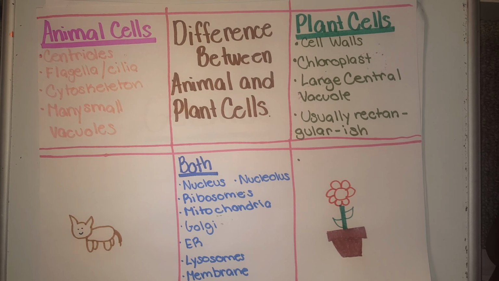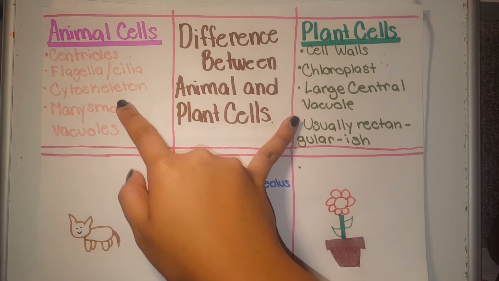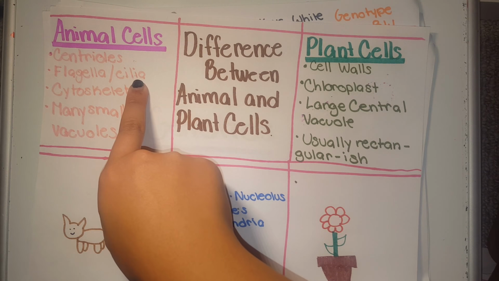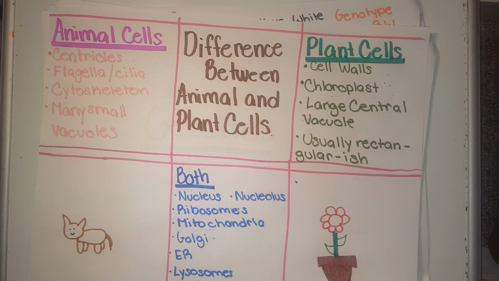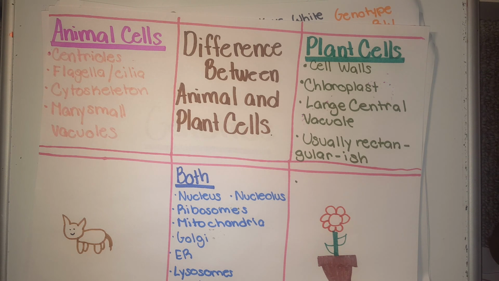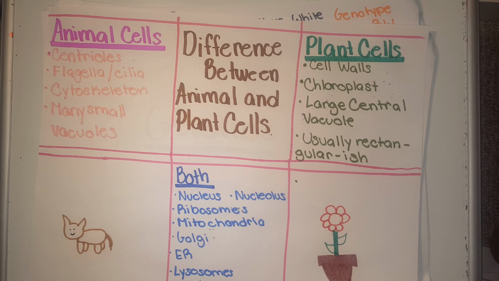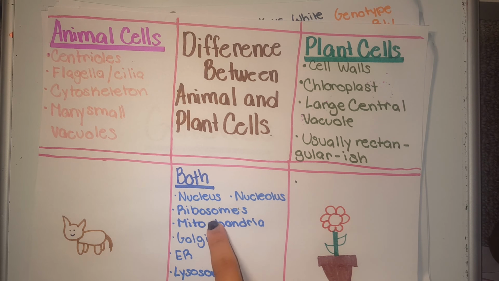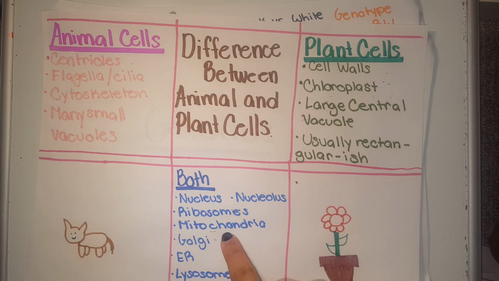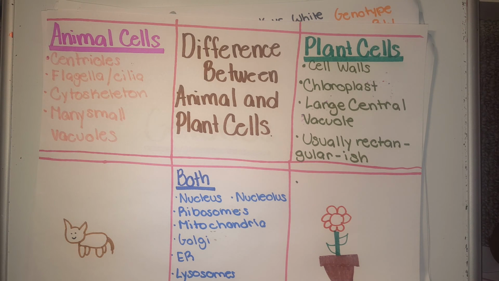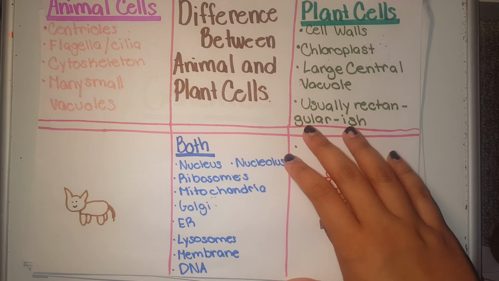Now, let's talk about the difference between animal cells and plant cells. These are what each of the cells have. Animal cells have centrioles, flagella or cilia, cytoskeleton, and many small vacuoles. Plant cells have cell walls, chloroplasts, a large central vacuole, and are usually rectangular-ish. And they both have a nucleus, a nucleolus, ribosomes, mitochondria, Golgi, ER, lysosomes, membrane, and DNA.